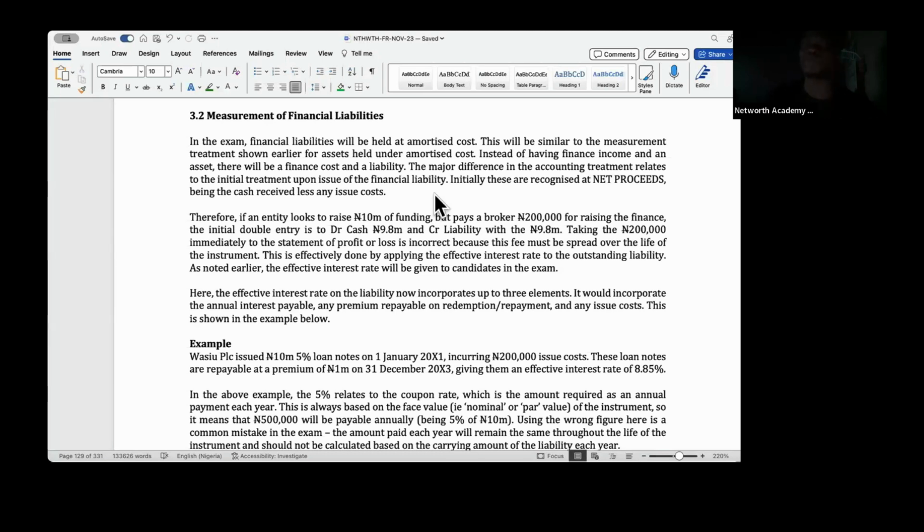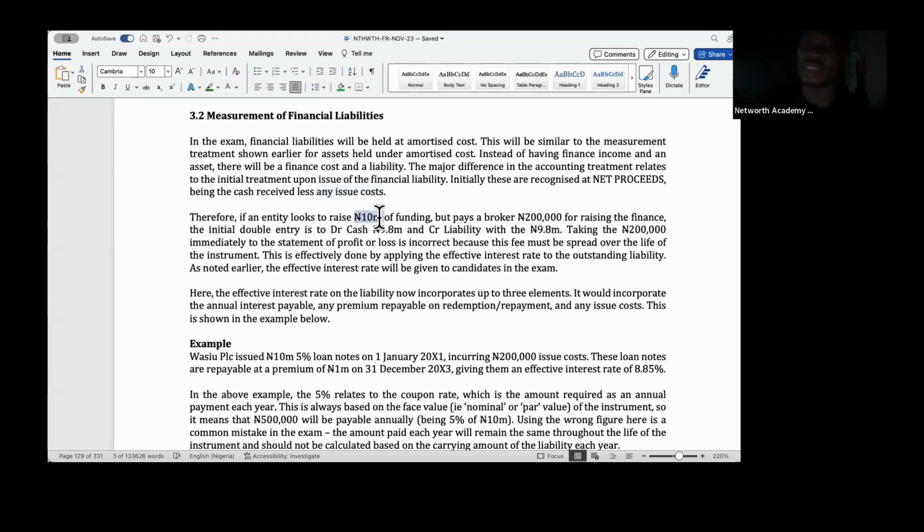So when you collect money from people, you borrow money from people, in your books initially they are recognized at what they call net proceeds, or sometimes they call it transaction price. And this net proceed is speaking to the cash you received minus issue costs. This issue cost was what I called transaction cost initially.